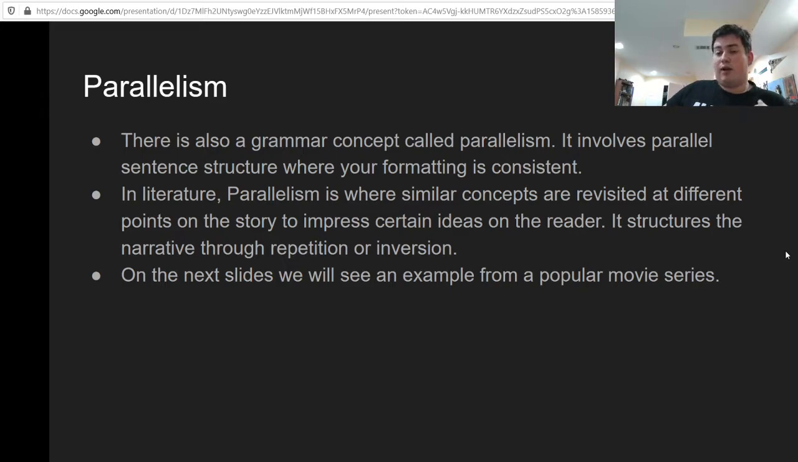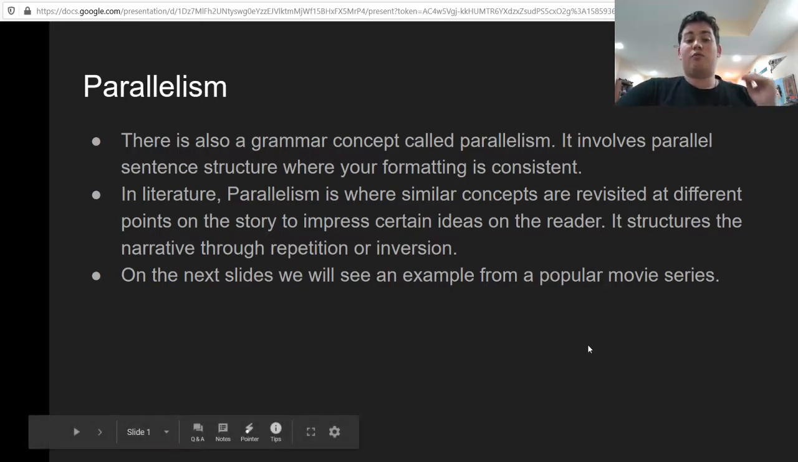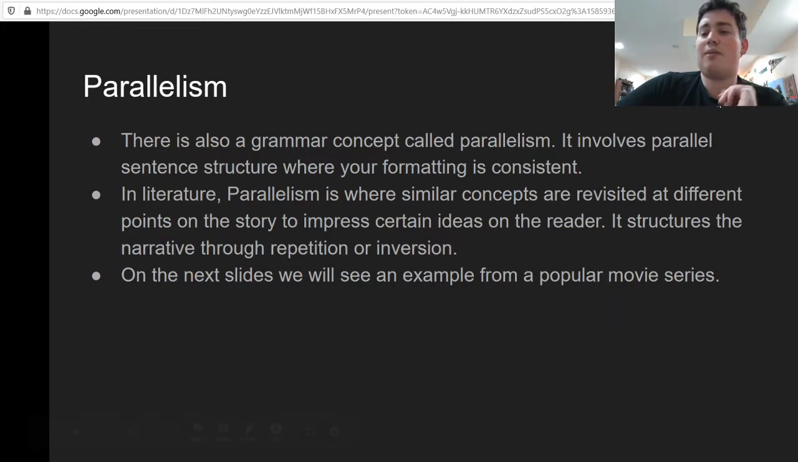Parallelism can be done in the written format. To err is human, to forgive divine. To quote Alexander Pope, that's another example of parallel inversion, where we're taking the same event, or the same sentence, and then we're inverting it to show a contrast, to emphasize that to the reader. This is done to impress certain ideas on the reader, and we're going to see this done through an extraordinarily popular movie series. I'm going to pull up 3 images from this series to prove my point.